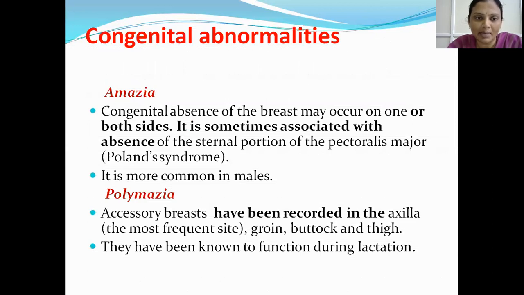Regarding the congenital abnormalities, congenital absence of the breast is called amastia. It may occur on one side or both sides. It is sometimes associated with absence of the sternal portion of pectoralis major, called Poland's syndrome, more common in males. Regarding polymastia, accessory breasts have been recorded in the axilla, the most frequent site. Other sites are groin, buttock, and thigh. They have been known to function during lactation.